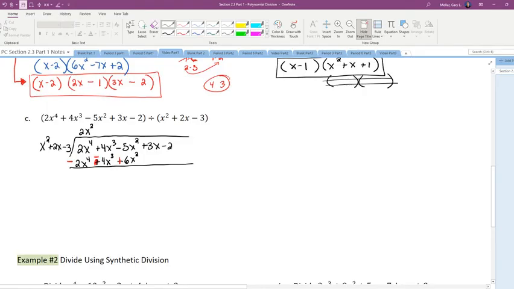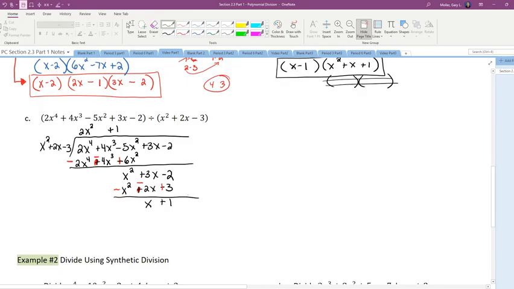Giving me canceled out, another canceled out, a positive x squared. I'm going to bring down the rest of it. And x squared goes into x squared 1 times, so we got a plus 1 x squared plus 2x minus 3. And now I'm going to subtract, change the sign, change the sign, change the sign. And I get x plus 1.